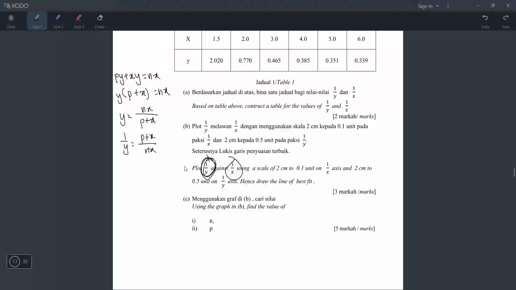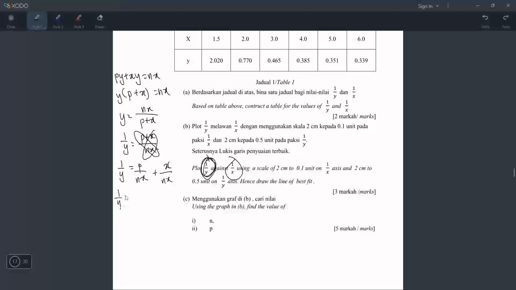But it's still not enough, because linear form must be y equals mx plus c. If you look at this side, everything is jumbled up together. You want it to be separate so that you can know what is your m, what is your x, what is your c, right? So how can you separate this? If you look at this, the bottom has one term, so you separate like this. It becomes p over nx plus x over nx.